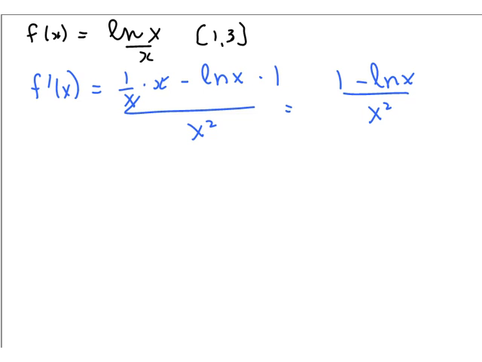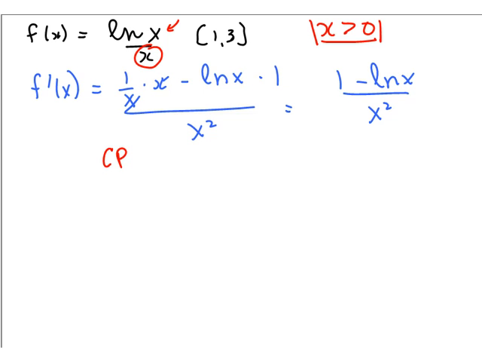And I keep forgetting to figure out what the domain is. So the domain here is, you can't divide by 0, so x can't be 0. But more specifically, you can't take the log of a negative number. So that means x has to be greater than 0. That's the natural domain of this function. And I'm not going to consider anything that's not greater than 0.